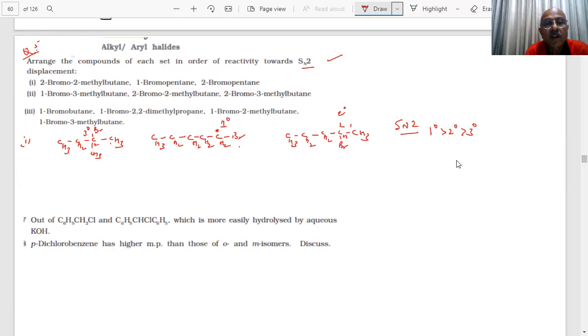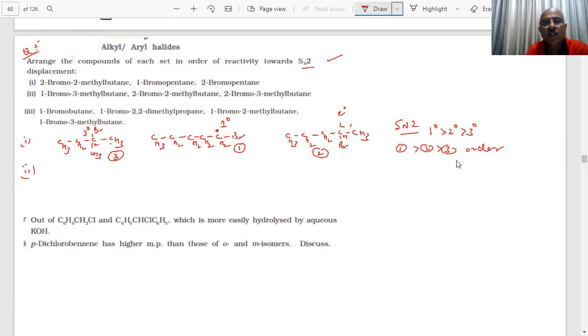If I say this is number one, highest order, primary, then this secondary, then three. The order will be one more than two, and two more than three. Okay.